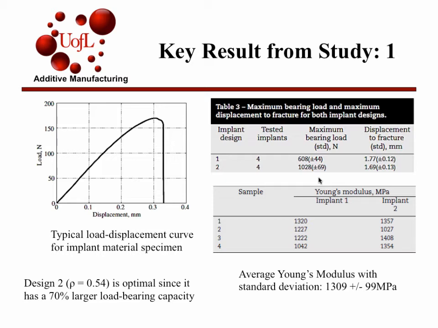Also, one of the key takeaways was that design 2 with the void to volume ratio of 0.54 was more optimal compared to the first design because it had a 70% larger load bearing capacity. If you see right there, it's a lot bigger, but they have relatively the same displacement.